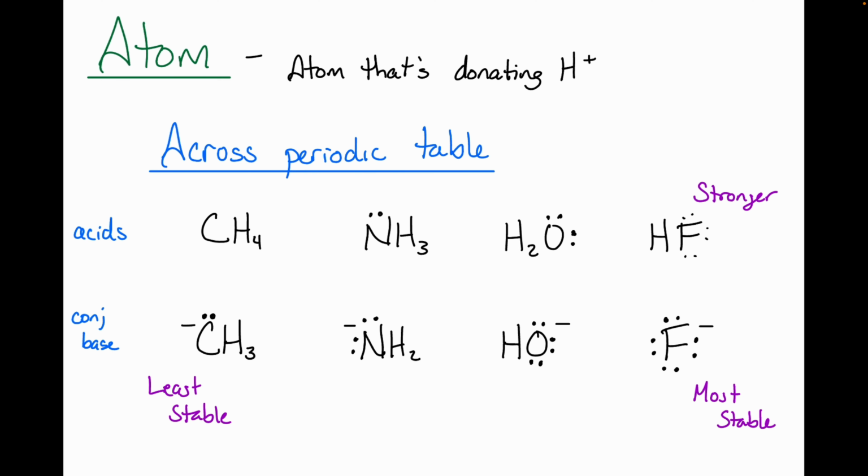This is our least stable, which means that those hydrocarbon compounds are terrible bases. I'm sorry, terrible acids. Holy cow. You're going to have a hell of a time getting that hydrogen from that carbon. Okay? So across the period, what we're looking for is electronegativity.